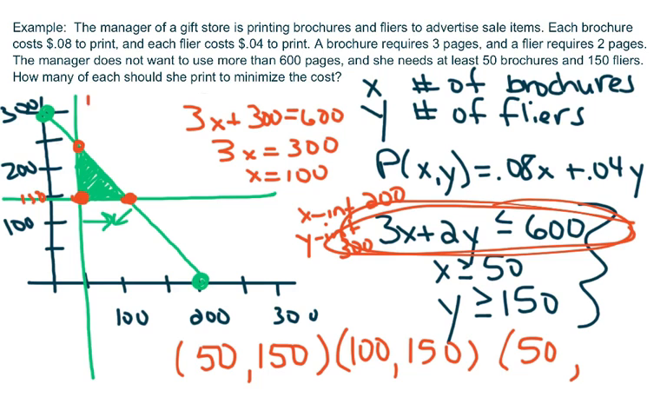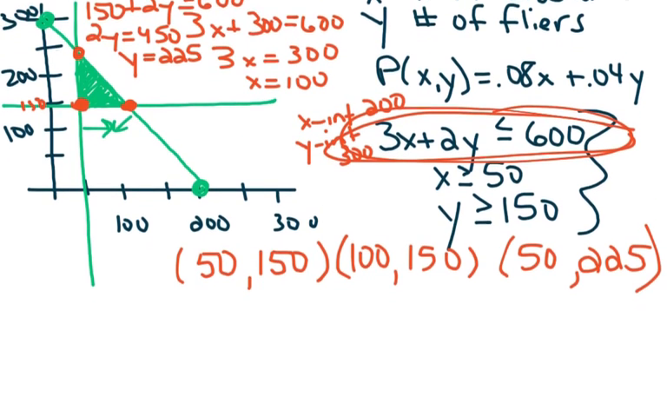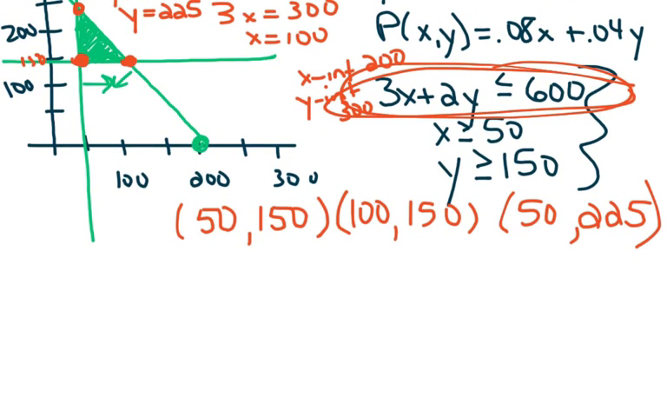3 times 50 is 150. Plus 2y equals 600. So 2y is equal to 450. And 450 divided by 2 is 225. So this ordered pair is at 50, 225. Well, I want to minimize my cost. So the last thing I need to do is plug these ordered pairs into my cost function.